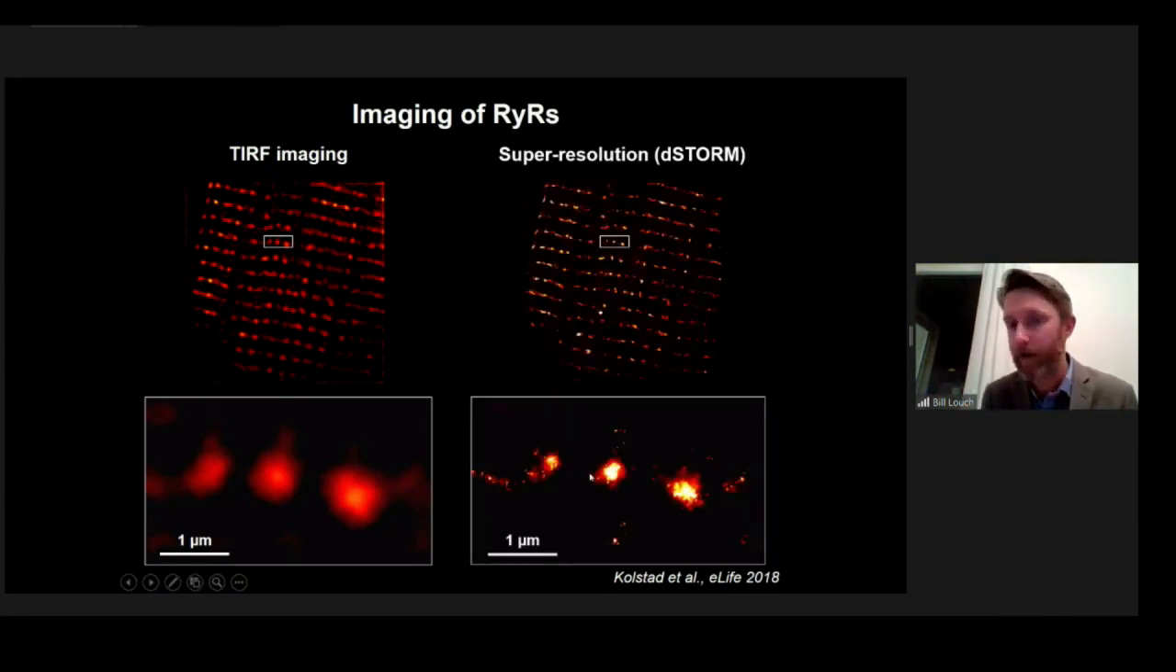Here you can see the same part of the same cell. You see how much better the resolution is. Now we can see where the individual proteins are located. So it's a very powerful technique.